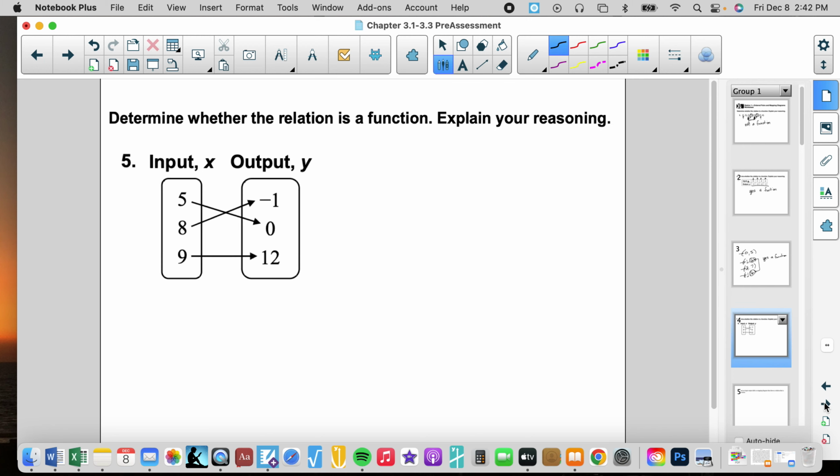I'm looking at the input, it goes to one output. This input goes to one output. This input goes to one output. So that would be a function. That is an example of a function.